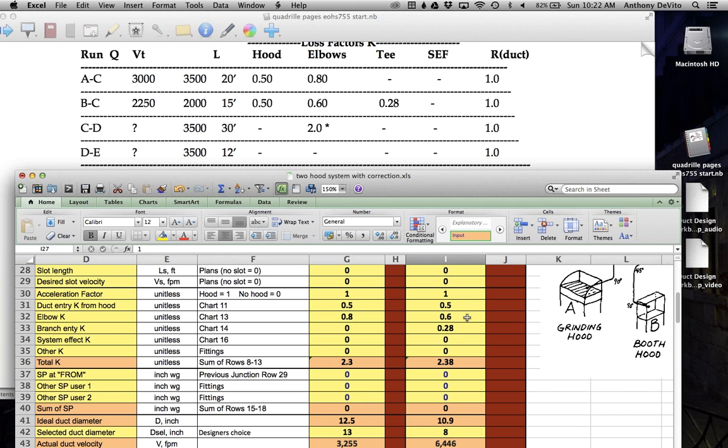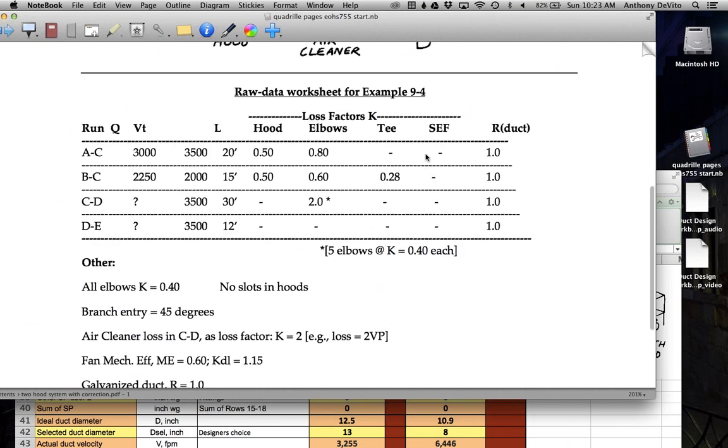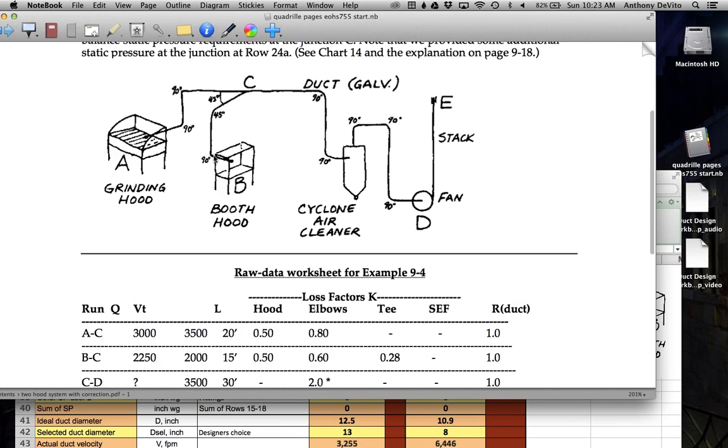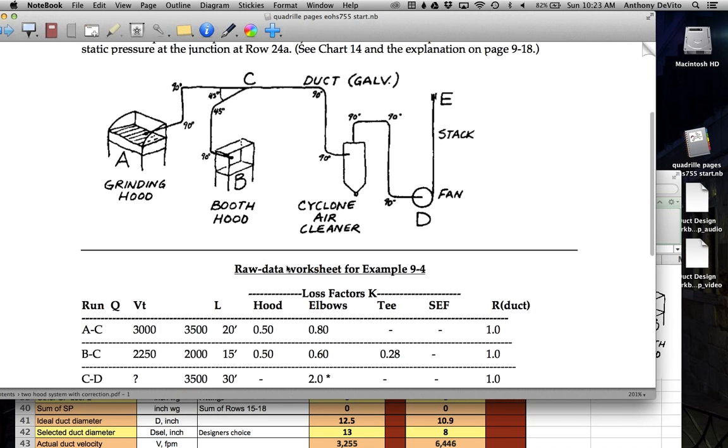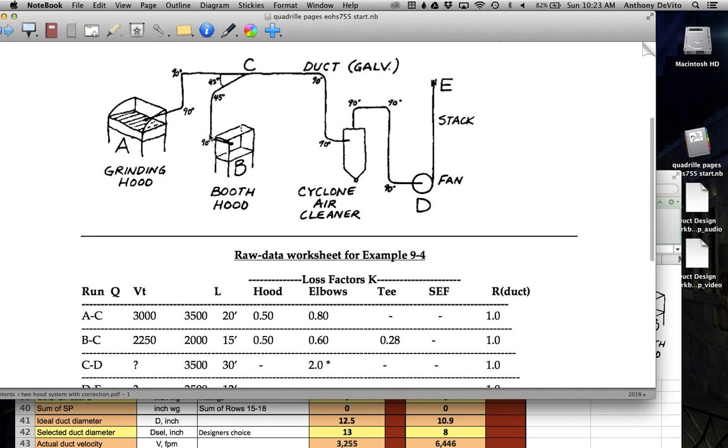Now, elbows. K for our elbows is 0.6. That depends on the type of elbow that you're using. You would get that from the chart for elbows. The radius and diameter would influence that, and the angle would influence that. You know why it's 0.6? That's an interesting fact. Let's go back and look. I guess it's just a very tight turn. There's only a single elbow there, just that one.